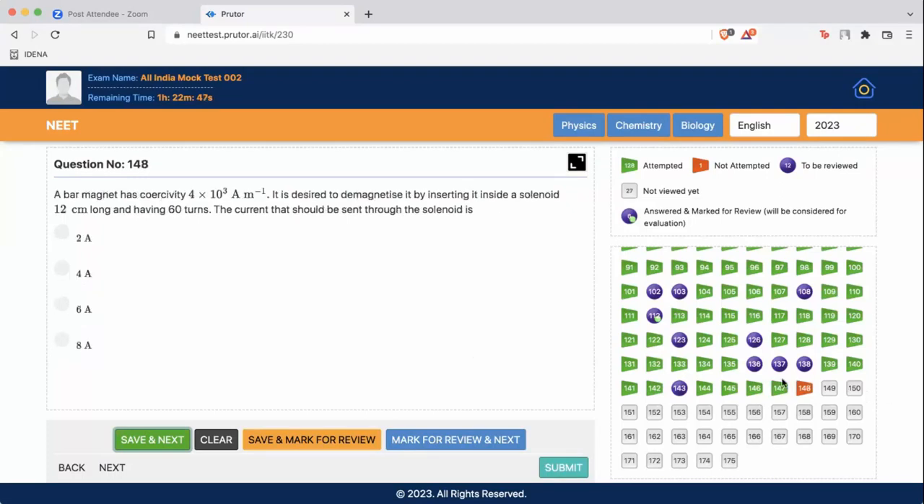A bar magnet has coercivity 4 into 10 power 3. H is equal to NI in the case of a solenoid. So 4 into 10 power 3 is N by L, number of turns 60 by 12 centimeters, 12 into 10 power minus 2, into I. 5 into 10 power 2 cancels. I is equal to 40 by 5, 8 amperes. That is equal to nI per solenoid, where n is the number of turns per length. That's the main thing you remember here.